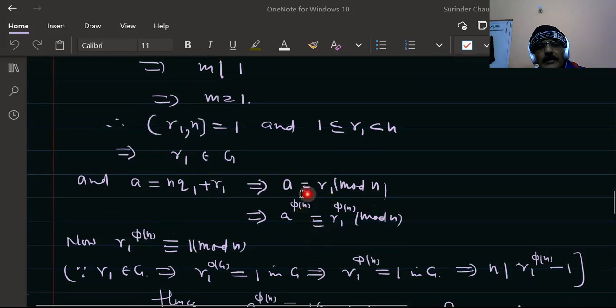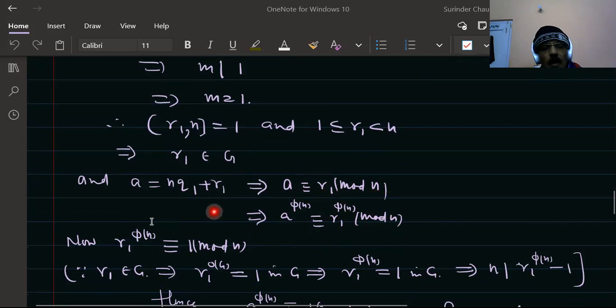Means N divides A minus R1. This implies N divides minus R1. So, if N divides A minus R1, then N will divide A to the power phi N minus A to the power R1, that is, A to the power phi N minus R1. And also, if N divides this, then this implies A to the power phi N is congruent to R1 to the power phi N modulo N.